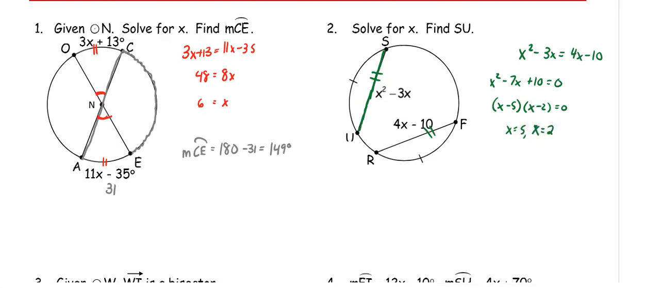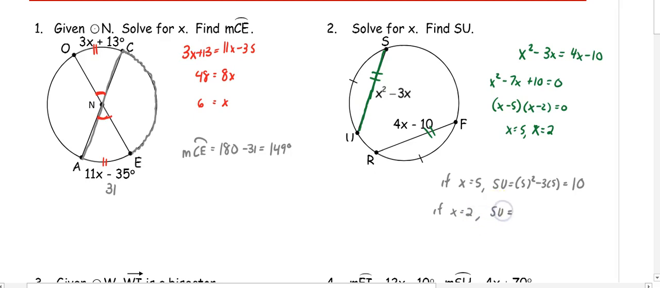Because both of those solutions work, we're going to have to find SU twice. So if x equals 5, SU would equal 5 squared minus 3 times 5, which is 25 minus 15, so that would be 10. And if x equals 2, SU would equal 2 squared minus 3 times 2, which would get us a negative number. So that means that the 2 won't work.